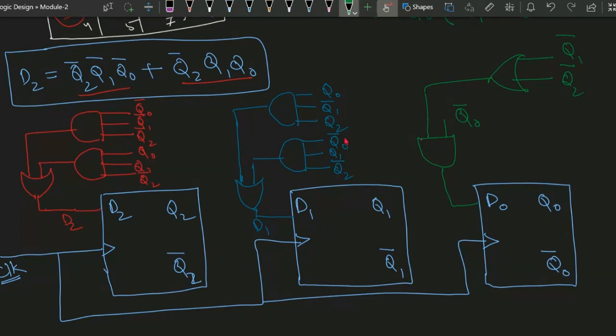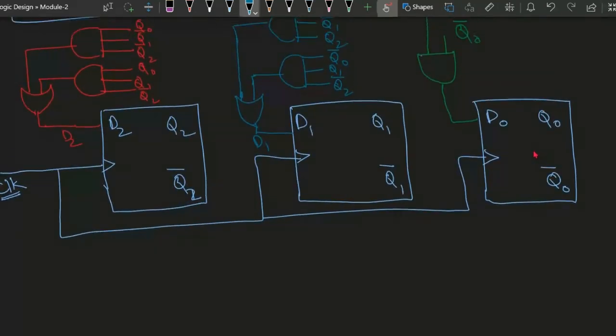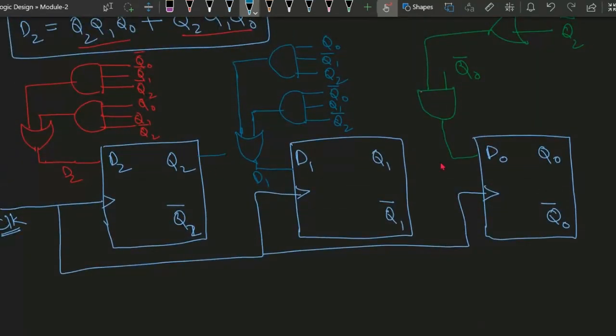So it becomes too complex, and it will not be clearly visible which line is going from where. So that's why I have just put the values here. So Q0 bar, Q1 and Q2 are likewise. So this is how it will be connected. Now this is the case where these are the outputs Q0, Q1, and Q2.